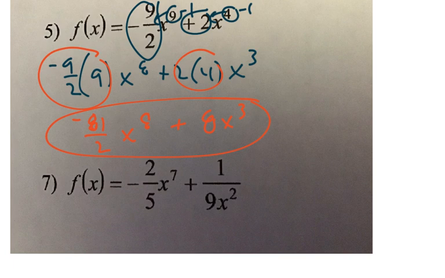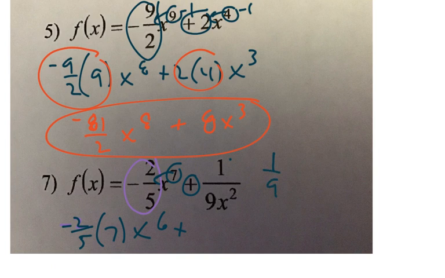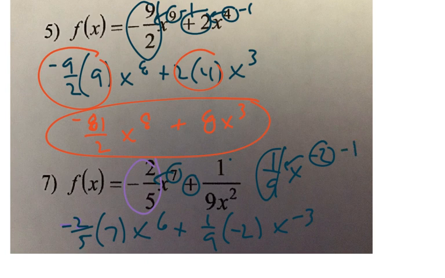Next one. The negative 2/5 stays. The 7 comes down. X to the 6. Plus, let's rewrite this as 1/9 x negative 2. So the 1/9 actually stays. The negative 2 comes down. X negative 3. Now be careful with negatives. Negative 2 minus 1 is negative 3. So our final product is negative 14/5 x^6 plus negative 2/9 x to the negative 3.